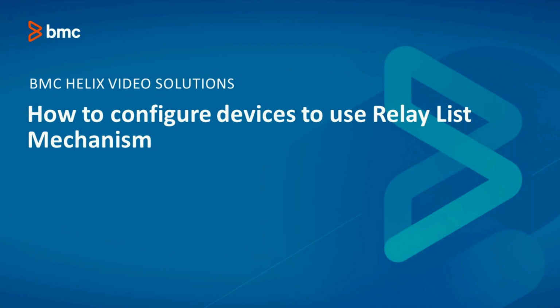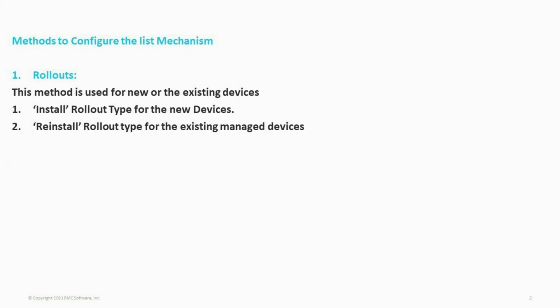In this video, we are going to configure the devices to use the relay list mechanism to select the relays based on their subnet. First is a rollout method which allows us to configure the list mechanism in the agent installation package itself so that the devices can use it right from the beginning.